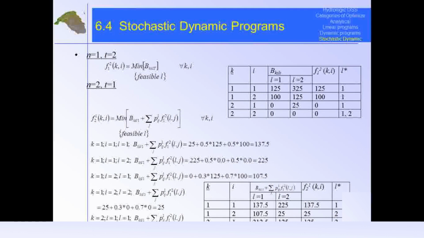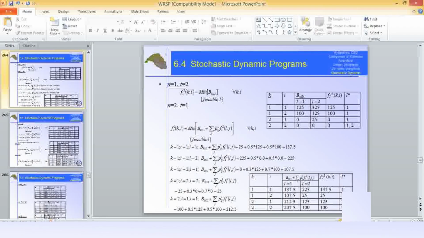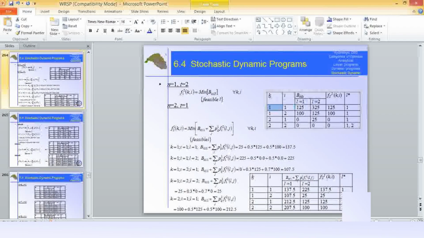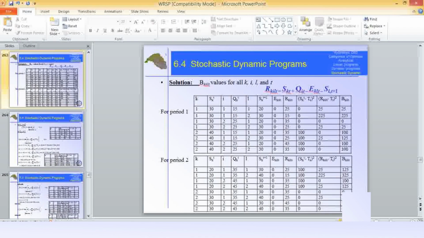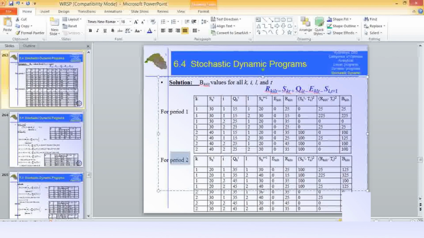For possible feasible values, L can have value of 1 or 2. When L is 1, we are talking about K is equal to 1, I is equal to 1, which is 1, 1, 1. The system performance for period 2, 1, 1, 1, from the previous table for period 2, is going to be 125. So that is 125 here.